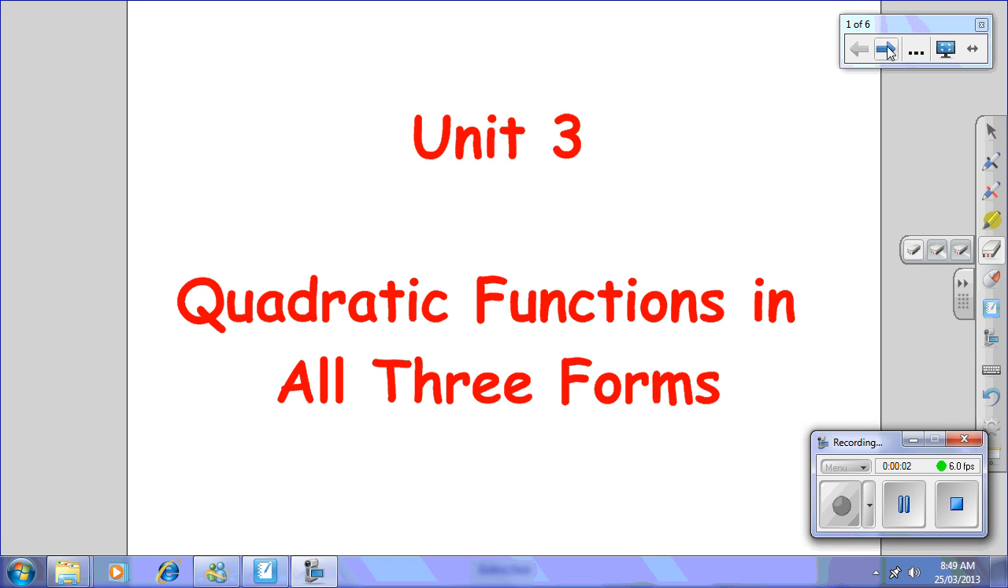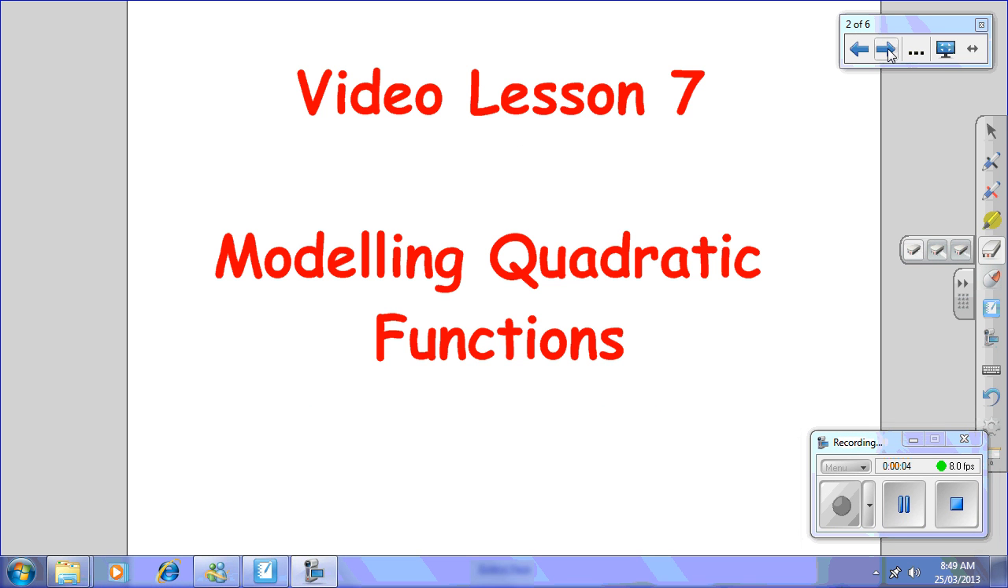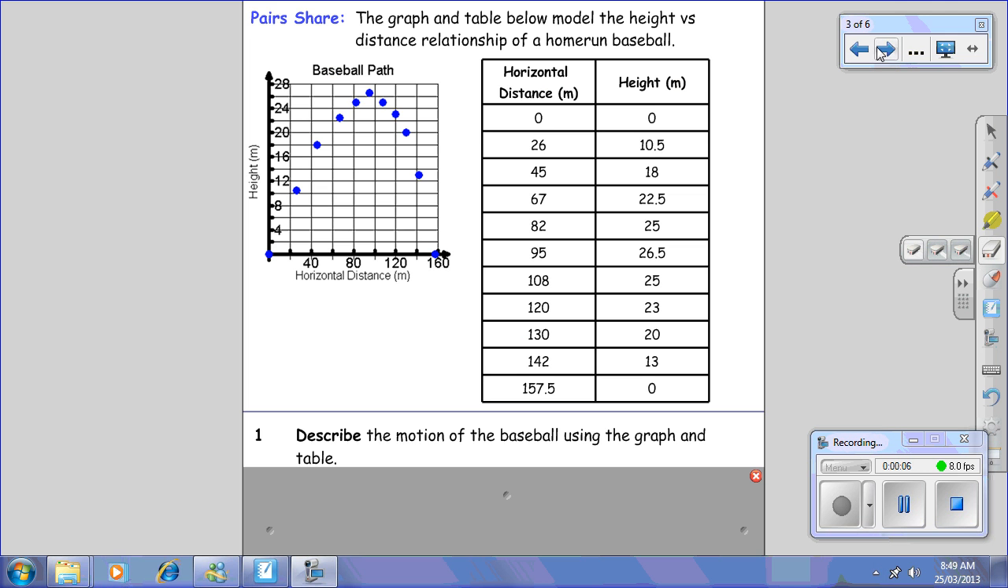Quadratic functions in all three forms and how we can model data using a quadratic function. If you look at the data in the graph here, it's showing you the path of a home run baseball relative to its distance from where it's hit. So if you look, it seems to be increasing and decreasing. It appears to be somewhat symmetric about this point here.